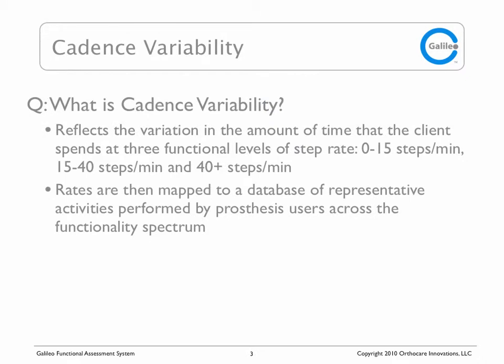First, let's look at cadence variability. Cadence variability reflects the variation in the amount of time that the client spends at 3 functional levels of step rate, 0 to 15 steps per minute, 15 to 40, and above 40. These rates are then mapped to a database of representative activities conducted by prosthesis users.